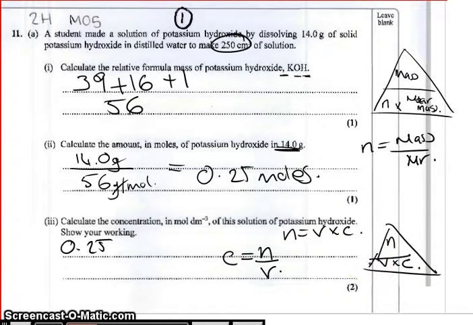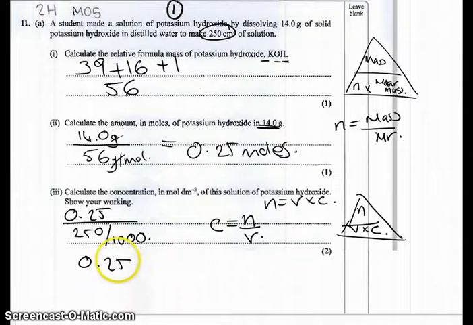So if we do 0.25 moles divided by the volume, we need to remember that the volume has to be in the standard units, which is decimeters cubed. So to convert from centimeters cubed, it's 250 divided by 1,000. So that is 0.25 divided by 0.25, which equals 1.0 moles per dm cubed.